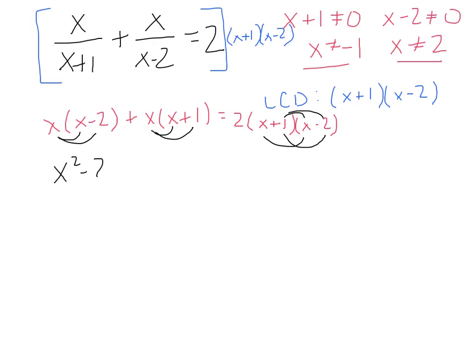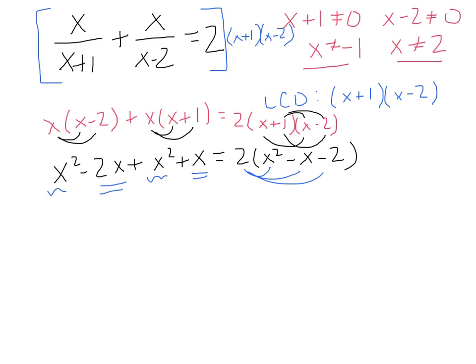x squared minus 2x plus x squared plus x equals 2 times x squared minus 1x minus 2. Looks like I can simplify that right-hand side a little bit more, and the left-hand side as well. So I'm going to combine some like terms and do some more distribution. Isn't it cool how algebra builds on itself? I keep telling you guys that all the time. All I'm doing is using skills that we've previously learned. That's why you had to learn them in the first place.